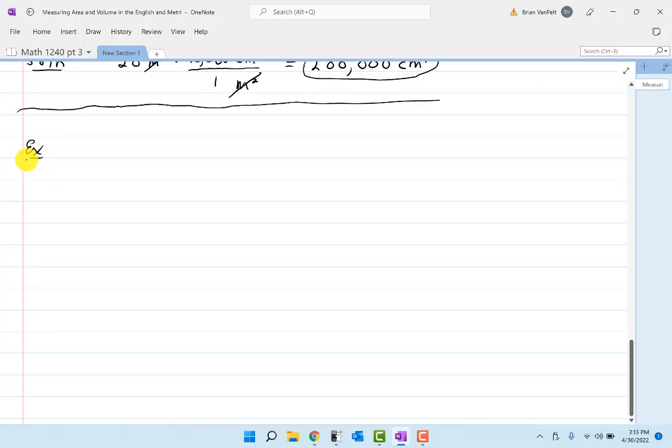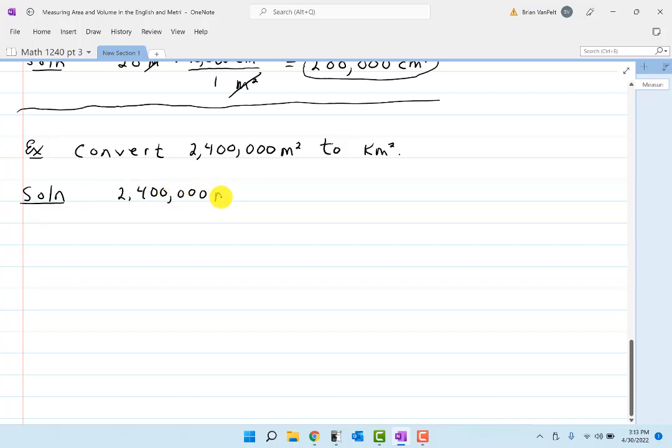Convert 2,400,000 meters squared to kilometers squared. Since it involves meters squared, I have a feeling there may be a direct connection there. Let's try it. So I'll start with my 2,400,000 meters squared and hope for the best. Km squared on top, m squared on the bottom.